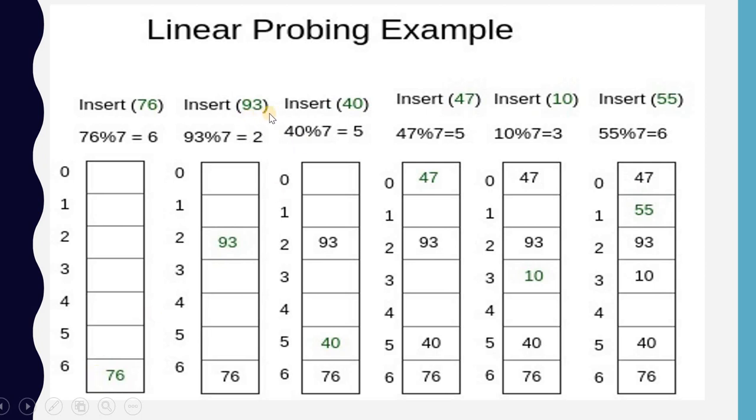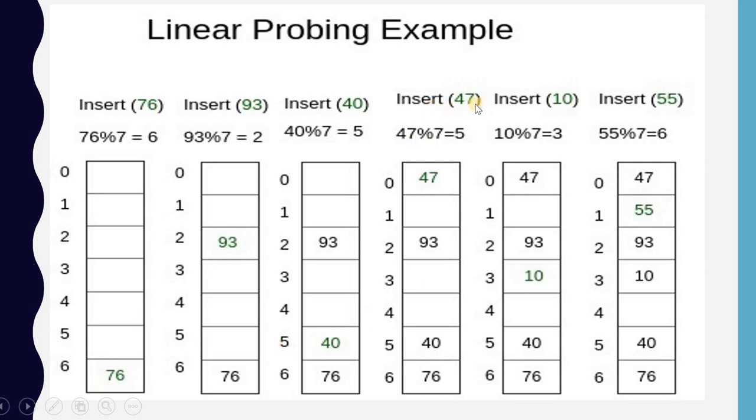Next, 93. 93 mod 7 is equal to 2, the remainder after dividing 93 by 7. So at location 2, you have to insert 93. The next is 40. 40 mod 7 gives you the value 5. Now let us see location 5. It is empty, so you can insert the element at location 5.